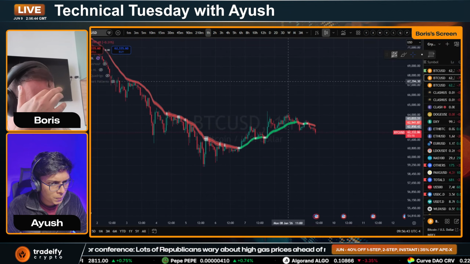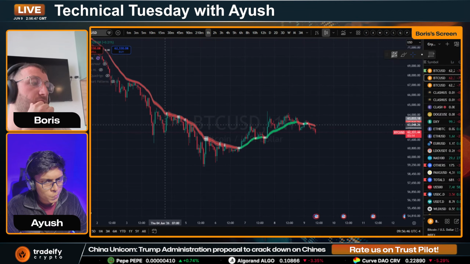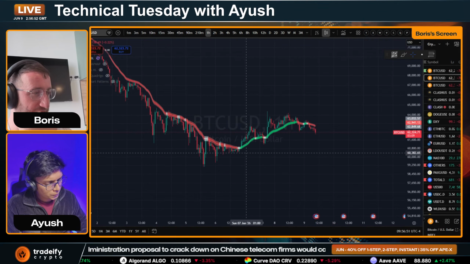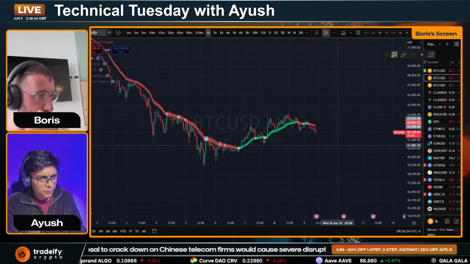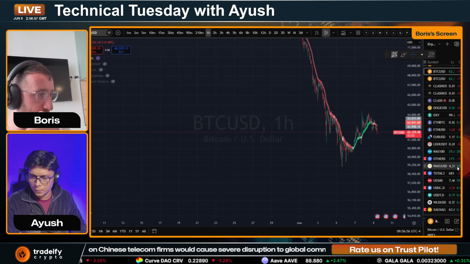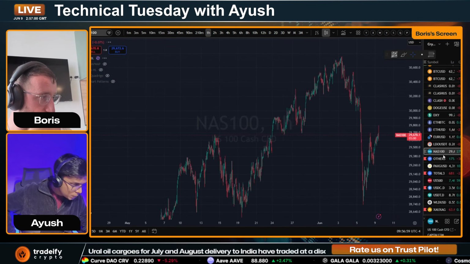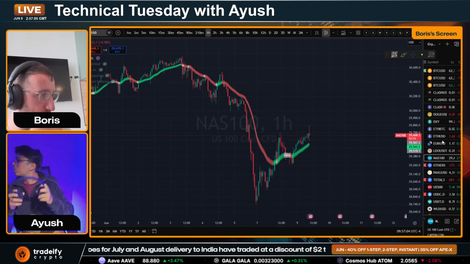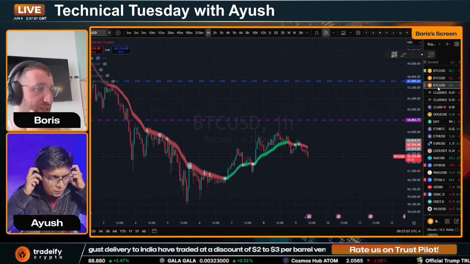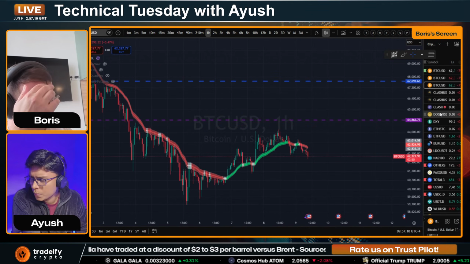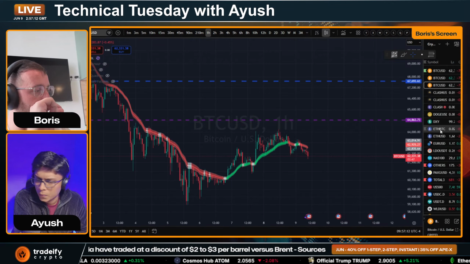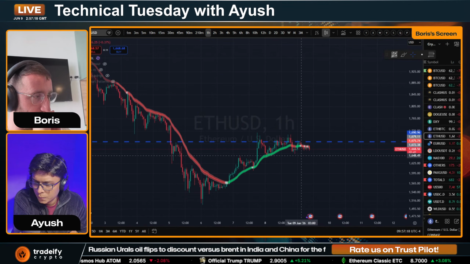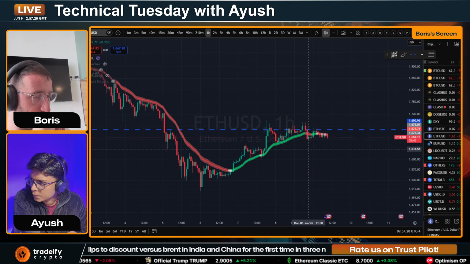Now zooming out to Bitcoin, this one is looking very droopy. I don't like the way this is looking, to be honest. If we look at the NASDAQ, once again, NASDAQ is more or less going up, Bitcoin is going down. It's basically the same pattern we've been seeing for the past 2 months. Let's see ETH. ETH is kind of still holding on. Yeah, it's in a tighter range.